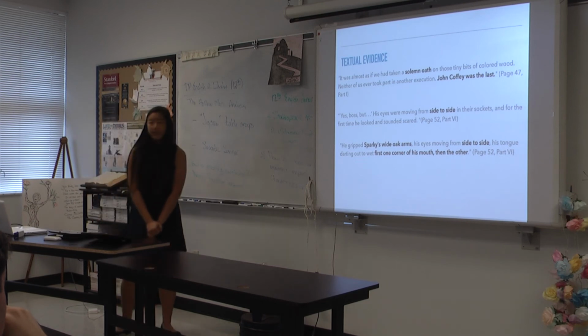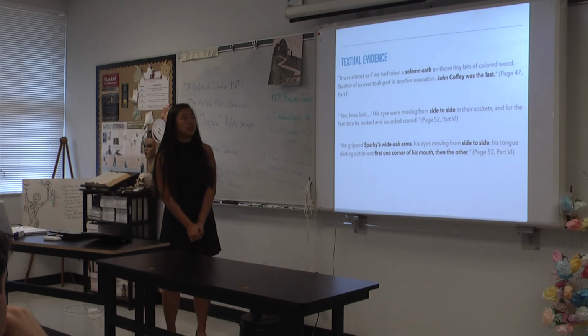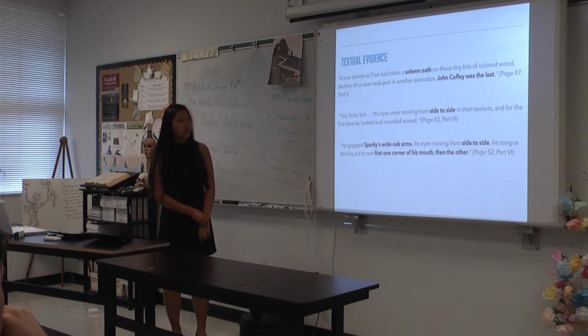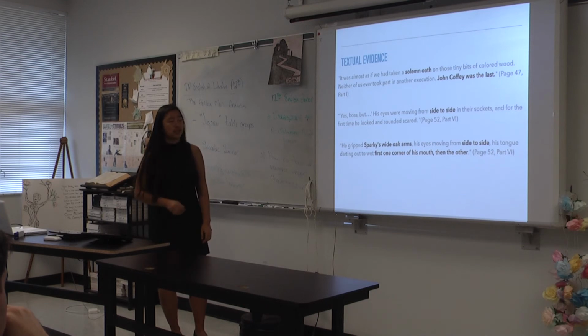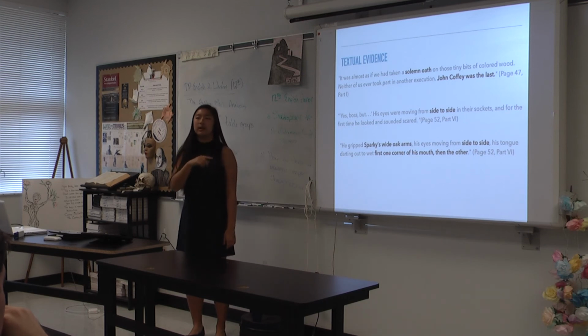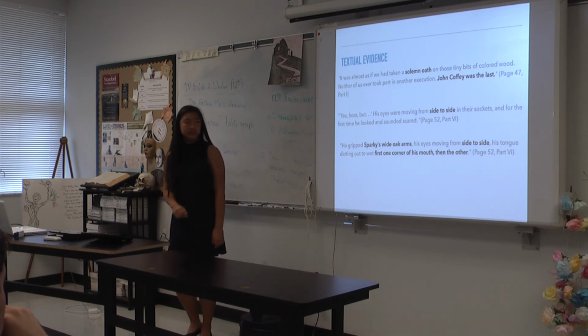And here's some textual evidence of John Coffey's execution. This is just when Paul stated that John Coffey was his last execution. During his execution, he was sitting in the chair, getting hooked up. You can see his eyes moving from side to side, and later you see his tongue move from one side of his mouth to the other, again with the left and right motif.